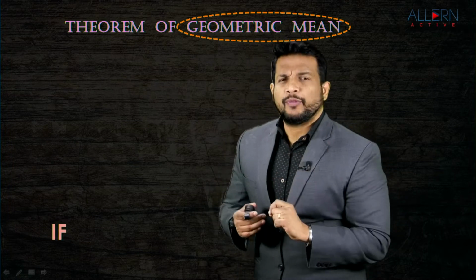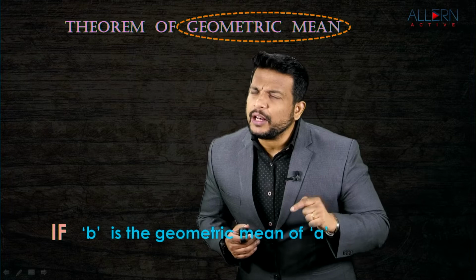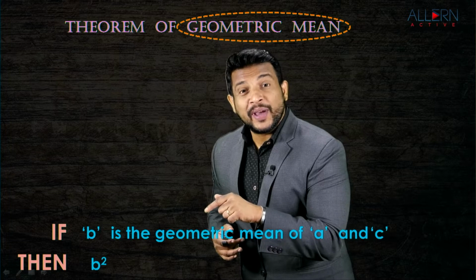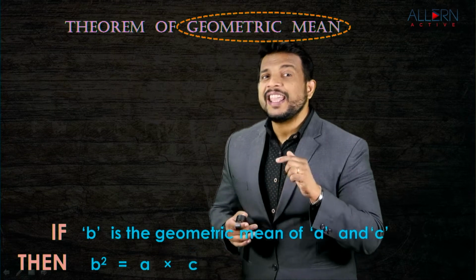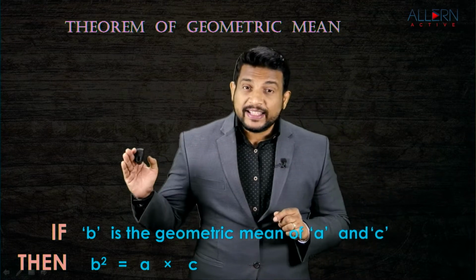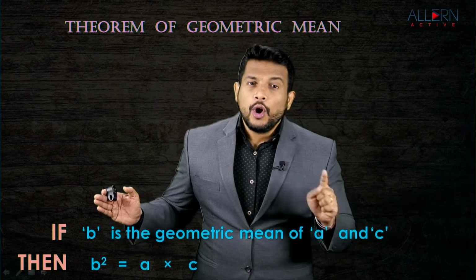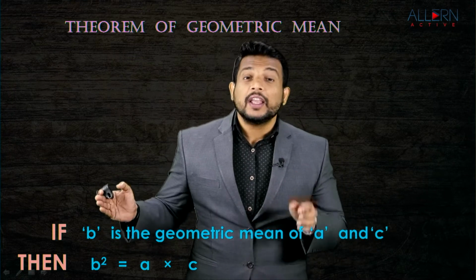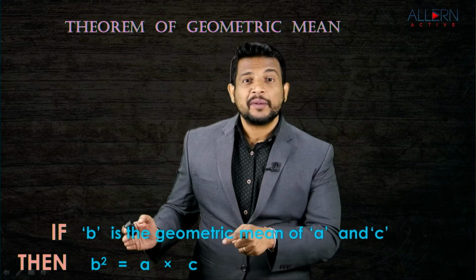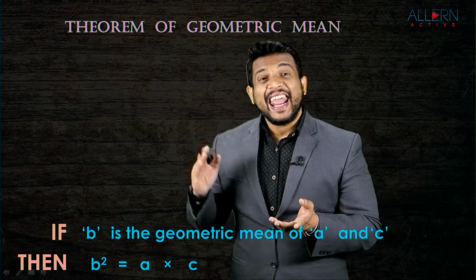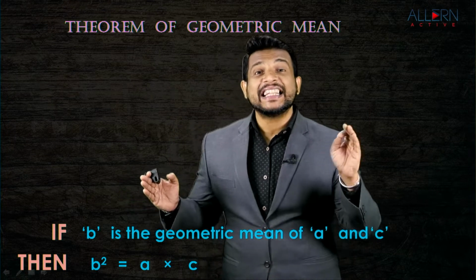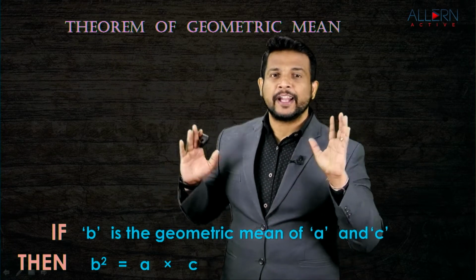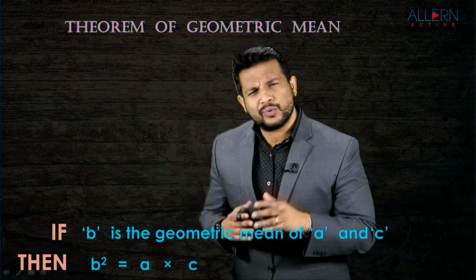So let me give you an example for this. If I say that B is the geometric mean of A and C, then this means that B square is equal to A into C. That's the meaning of this. I repeat, when we say that B is the geometric mean of A and C, that means that B square, the square of B, is equal to the product of A and C. That means if I say X is the geometric mean of Y and Z, that means X square is equal to Y into Z. That is what it means.